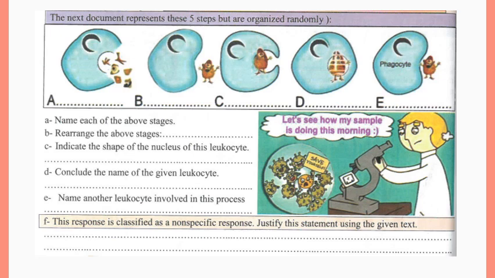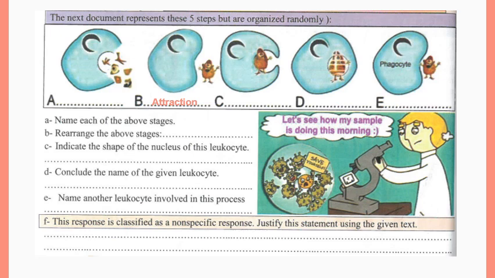The next document represents these 5 steps, but they are organized randomly. So these are the stages of phagocytosis, but they are arranged randomly here. Part A, name each of the above stages. Okay, to make it easy, let's look for them one by one. So where is attraction here? Attraction is in B. Why is stage B attraction? Because the phagocyte is attracted to the foreign body, to the pathogen.